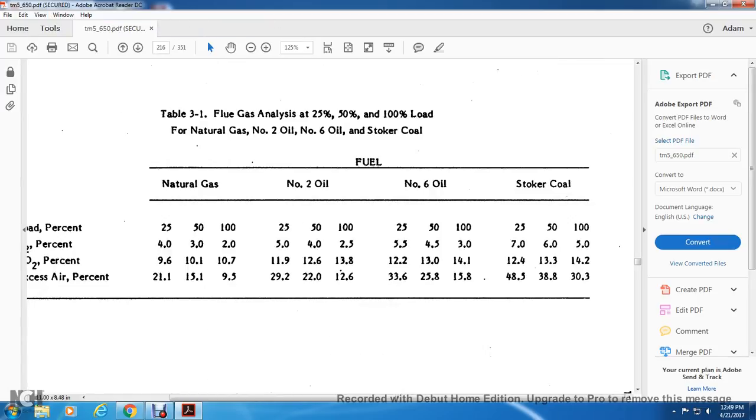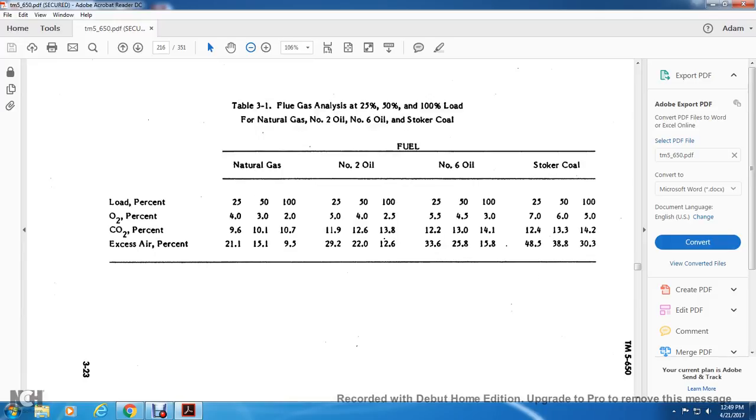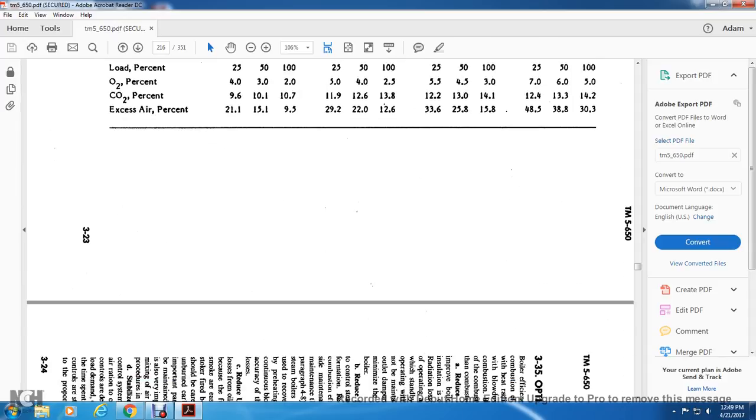All right, table 3.1 shows the flue gas levels at 25%, 50%, and 100% load for natural gas, oil number 2, oil number 6, and stroker coal. It lists the load percentage, oxygen percent, carbon dioxide percent, and excess air percent.